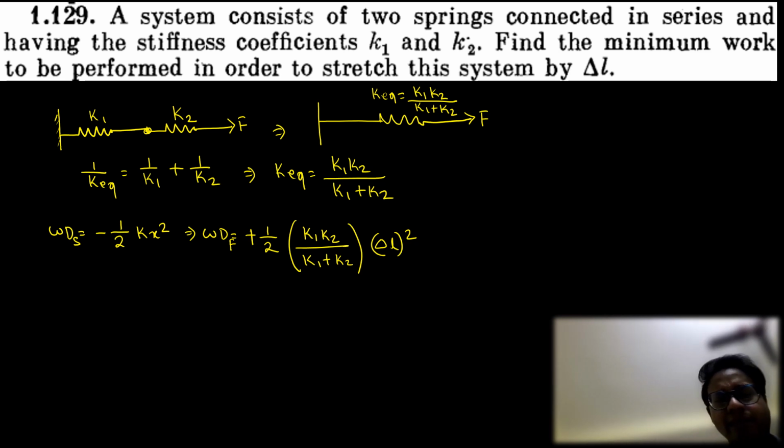Why and how did I arrange this one? Just assume a particle out here. Initial velocity before stretching is equal to 0. Final velocity after stretching is equal to 0. Apply the work energy theorem on the particle.